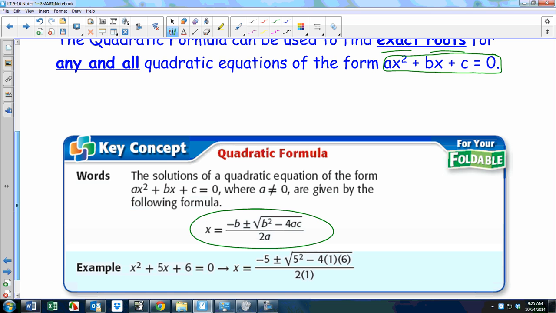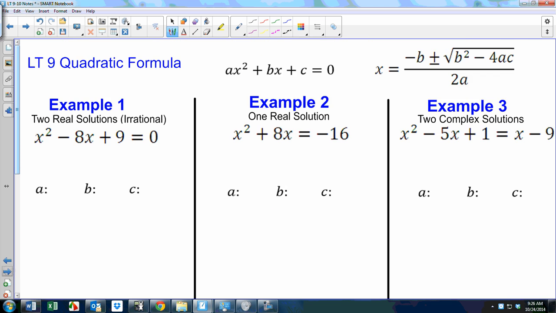Opposite of b, I'll read it out loud. It's the opposite of b plus or minus the square root of b squared minus 4ac, all of that divided by 2a. All right, now let's use it. 3 examples. The form you need is right here. The formula that you need is right here. So we need it to be in this form, and then we'll use this formula. Number 1, it's in the right form.